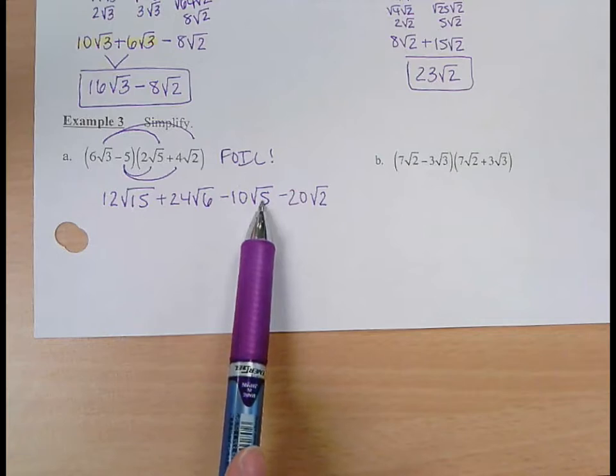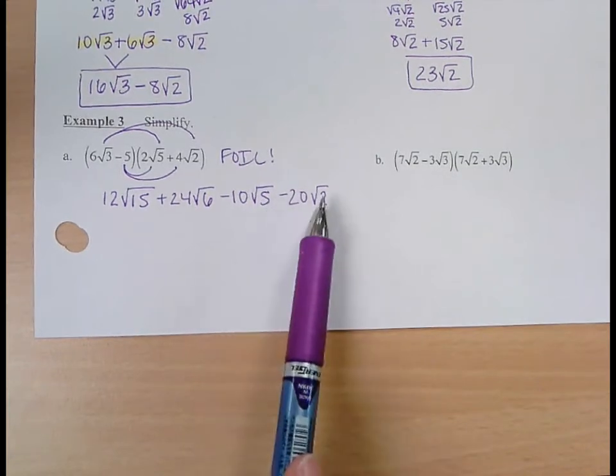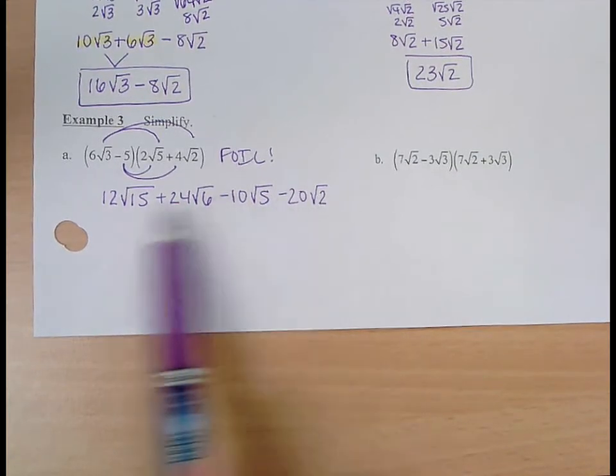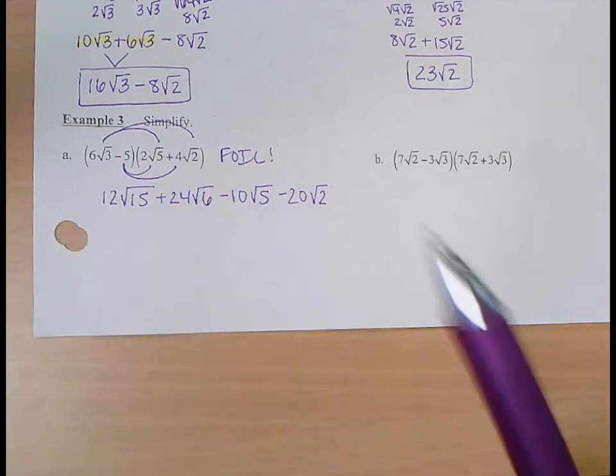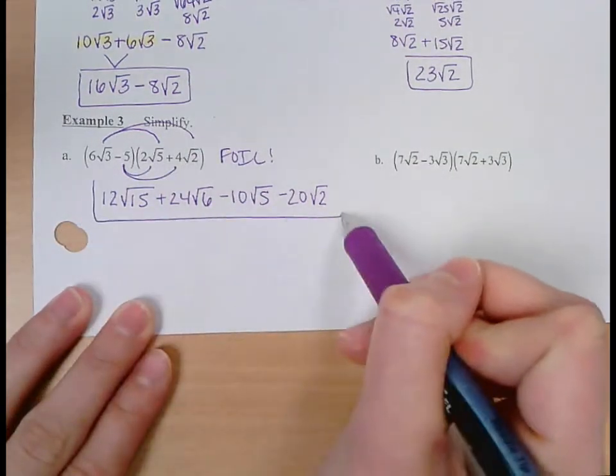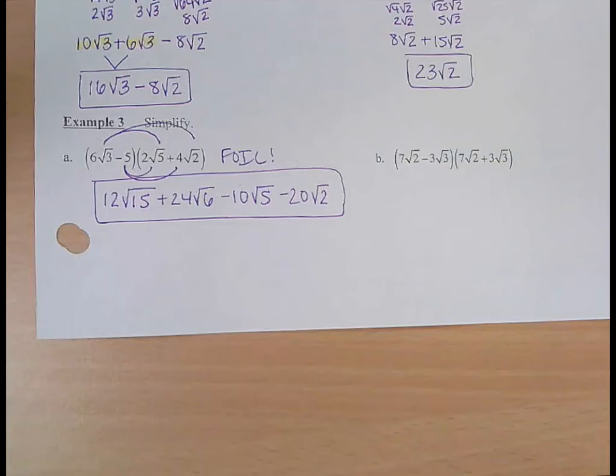Can you simplify the square root of 5? No. Square root of 2? No, all of these are already simplified, and none of them are the same. So this is your answer. This is the simplest form. It doesn't look like it because it's 4 terms, but you can't combine or simplify any of those terms.